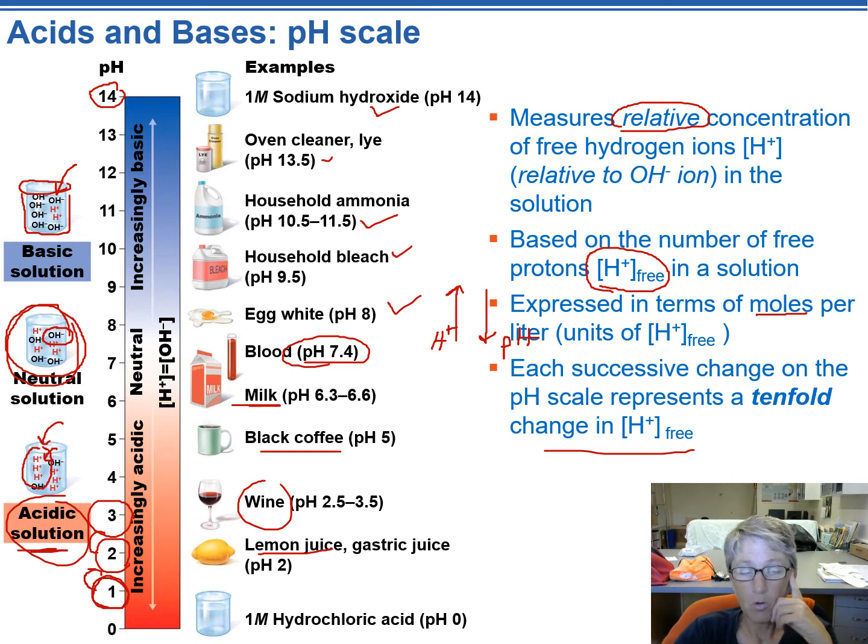So if you go from a pH of 1 to a pH of 2, you decrease your free hydrogen ion 10-fold. If you go from a pH of 1 to a pH of 3, you decrease your free hydrogen ion 100-fold. If you go from a pH of 1 to a pH of 4, you decrease your free hydrogen ion concentration 1,000-fold. So get it? From 1 to 2 is 10. From 1 to 3 is 100. From 1 to 4 is 1,000. From 1 to 5 is 10,000. From 1 to 6 is 100,000. From 1 to 7 is 1,000,000. That's a log scale.